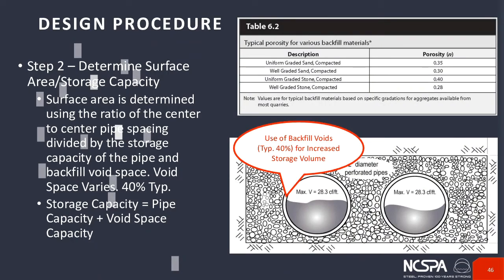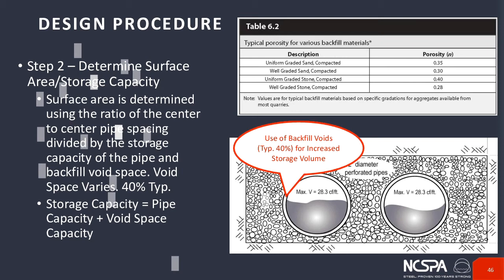Step two is really to define your surface area and your storage capacity. Your surface area is just the ratio of your center to center pipe spacing divided by the storage capacity of the pipe and the void space. This really just verifies that you have enough infiltration area within your system. And your void space will vary. 40% is typical. That's pretty much a uniform graded stone. But if you happen to go to a well-graded stone or something closer to a sand, your void space is going to vary. So typically your suppliers can tell you what that's going to be.